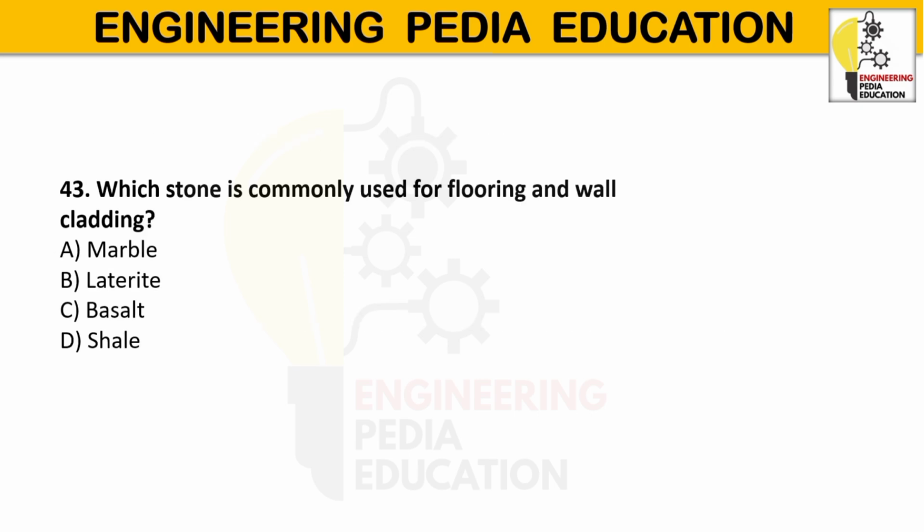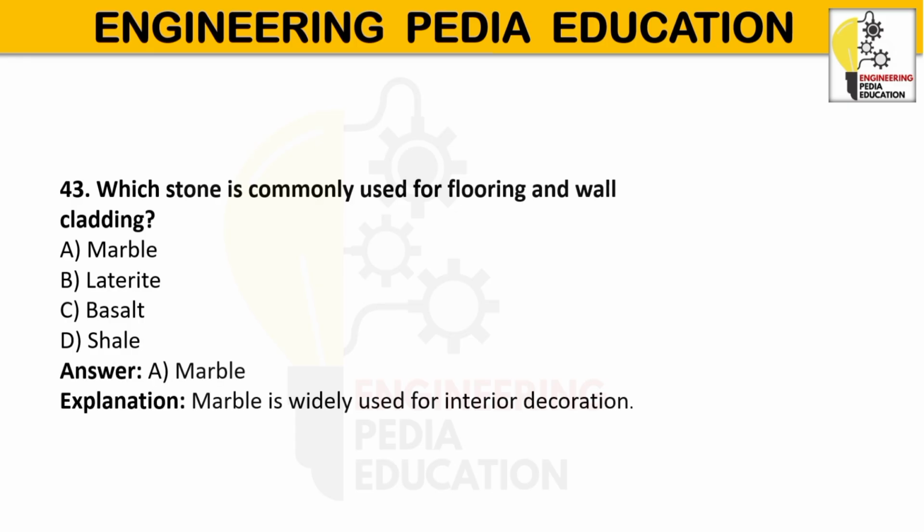Which stone is commonly used for flooring and wall cladding? Marble, laterite, basalt, shale. For flooring and wall cladding, the stone mostly used is marble. Marble is widely used for interior decoration. It has good cleavage because it is mainly composed of calcite, which cleaves easily.